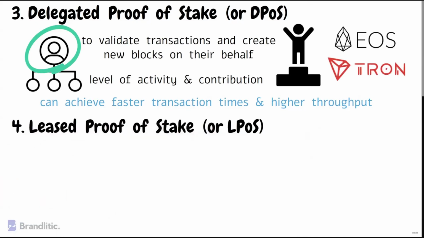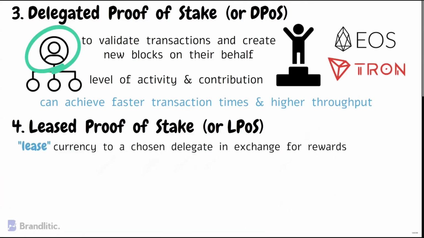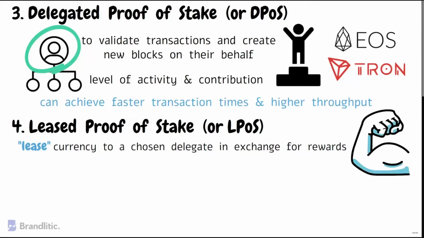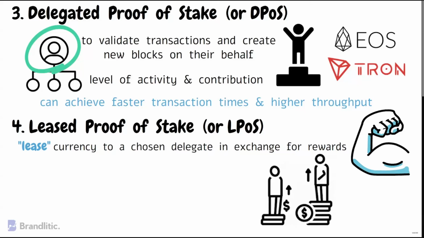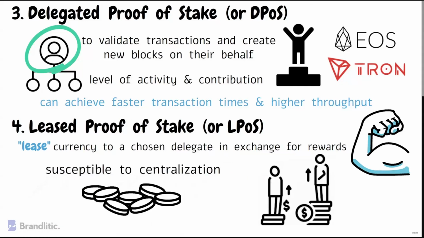Next, number 4, leased proof of stake or LPoS. Now, leased proof of stake is a small modification of the delegated proof of stake consensus algorithm that allows users to lease their currency to a chosen delegate in exchange for rewards. The delegate then uses these leased coins to increase their voting power and become a more prominent validator in the network. This leasing system helps to promote decentralization by allowing smaller token holders to participate in the validation process and receive rewards even if they don't have the resources to become a delegate themselves. However, leased proof of stake can still be susceptible to centralization if a small group of delegates control a significant amount of leased coins.